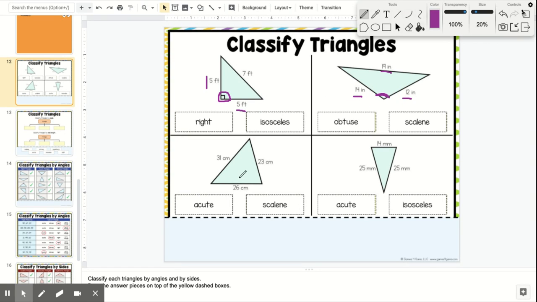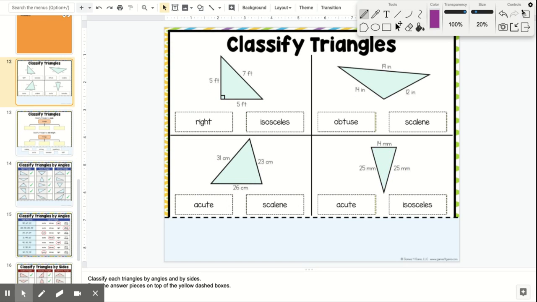Moving on to this triangle, it is an acute scalene because all three angles are acute. They are all less than 90 degrees. And then it is scalene because, again, all three side lengths are different. And on the last one, it is called an acute isosceles because all three angles are acute. They are less than 90 degrees. And then it's isosceles because two sides are the same measurement.